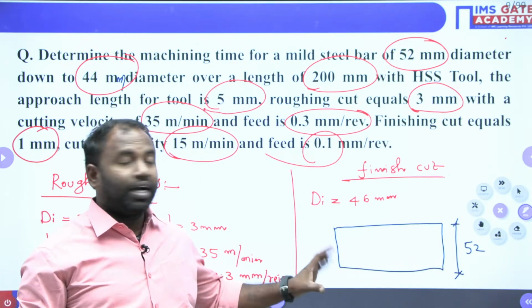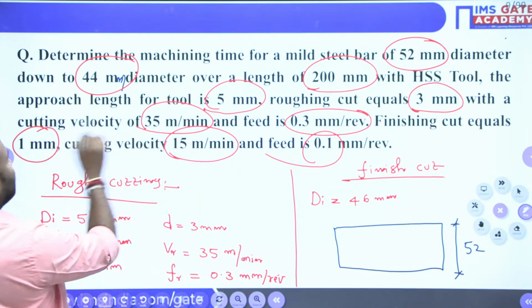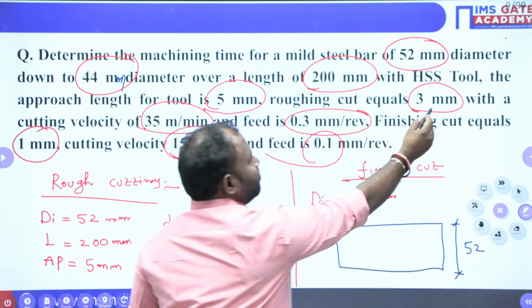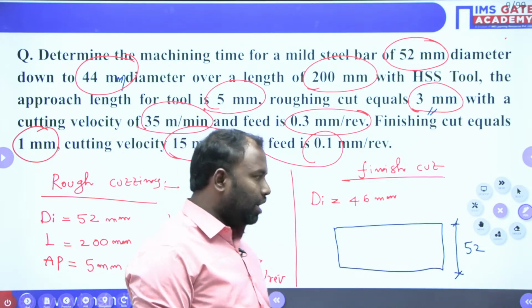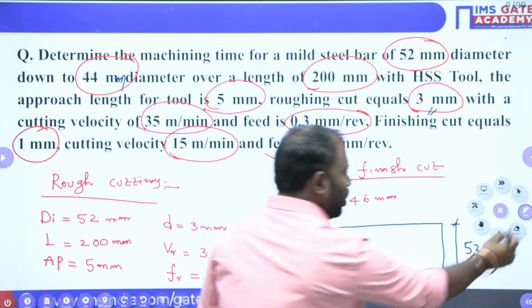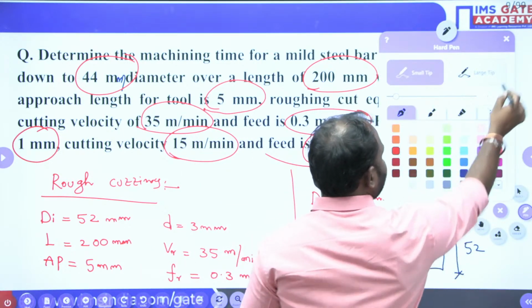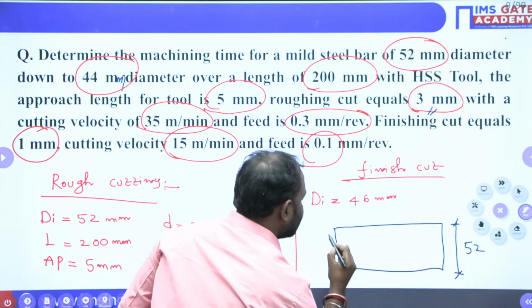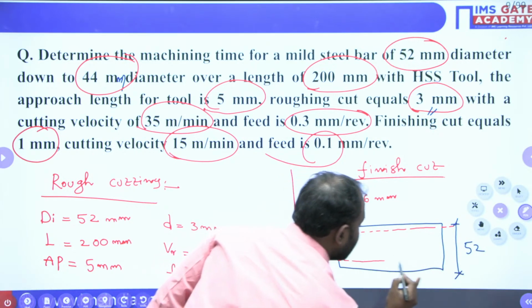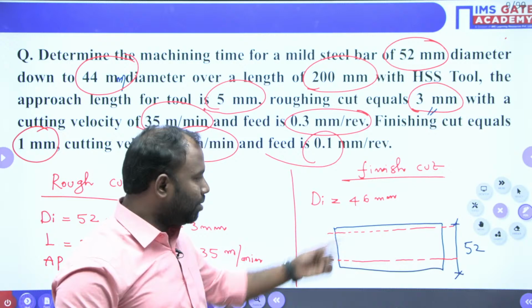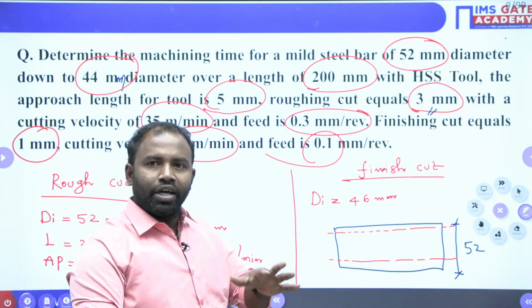For the rough cut, the depth of cut is 3 mm. If I give a depth of cut of 3 mm for this job, then what happens? 3 mm will go this side and 3 mm will go this side, isn't it guys? 3 mm on top and bottom is going to be removed.